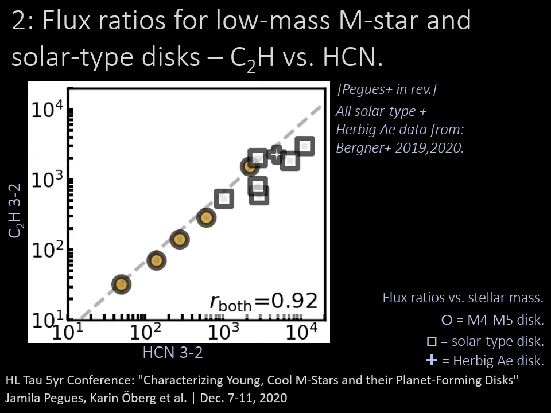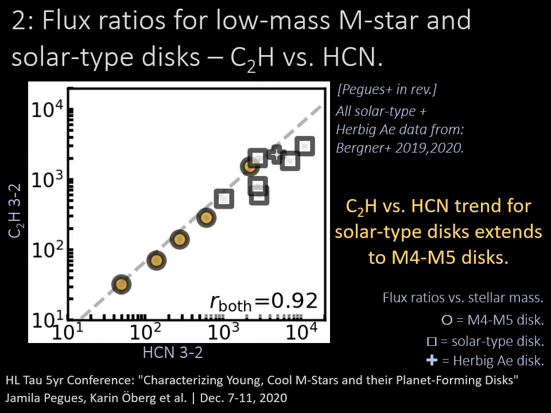As you can see, the C2H versus HCN line fluxes are pretty correlated, and that same sort of pattern seen for the solar-type disks appears to extend towards the M4 M5 disk sample. So put another check in that checkbox comparison between solar-type disks and M4 M5 disks.